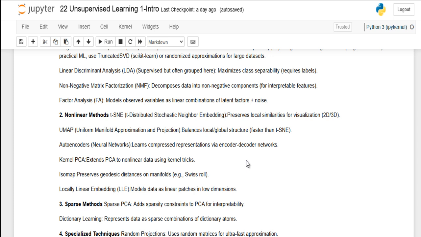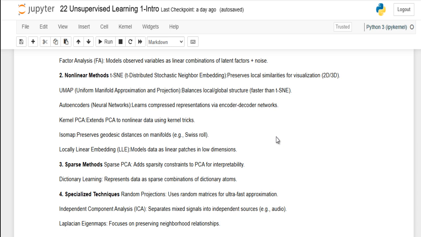We also have what they call Isomap, which preserves geodesic distances on manifolds, e.g., Swiss roll. We also have what they call locally linear embedding, which models data as linear patches in low dimensions. The third part is called sparse method.